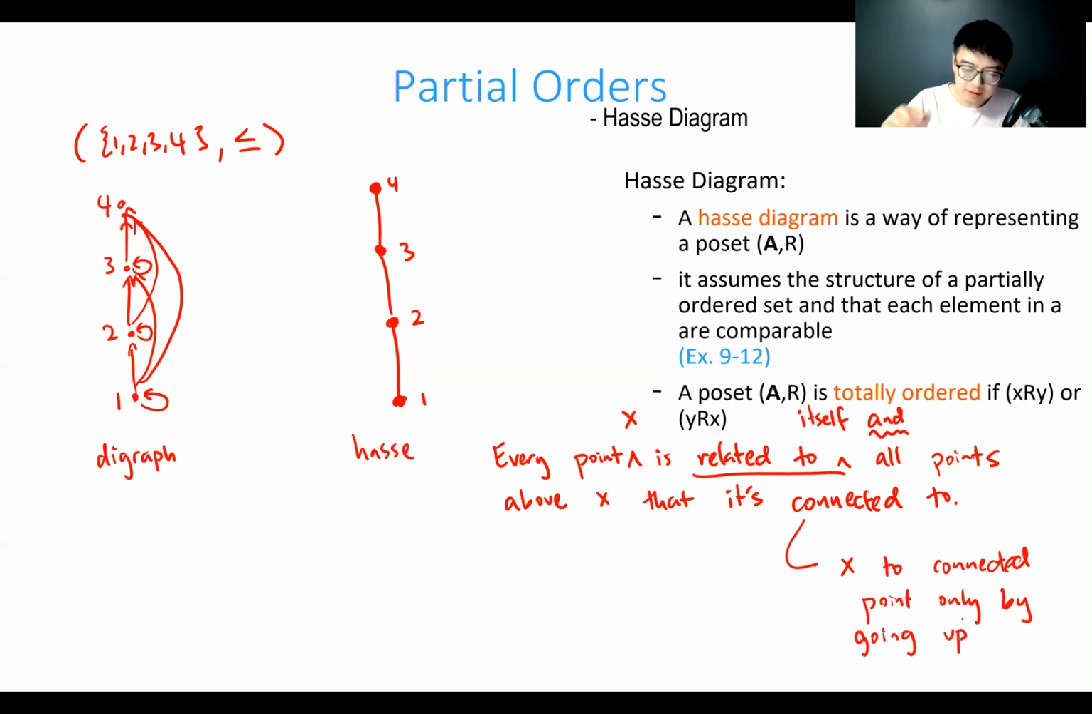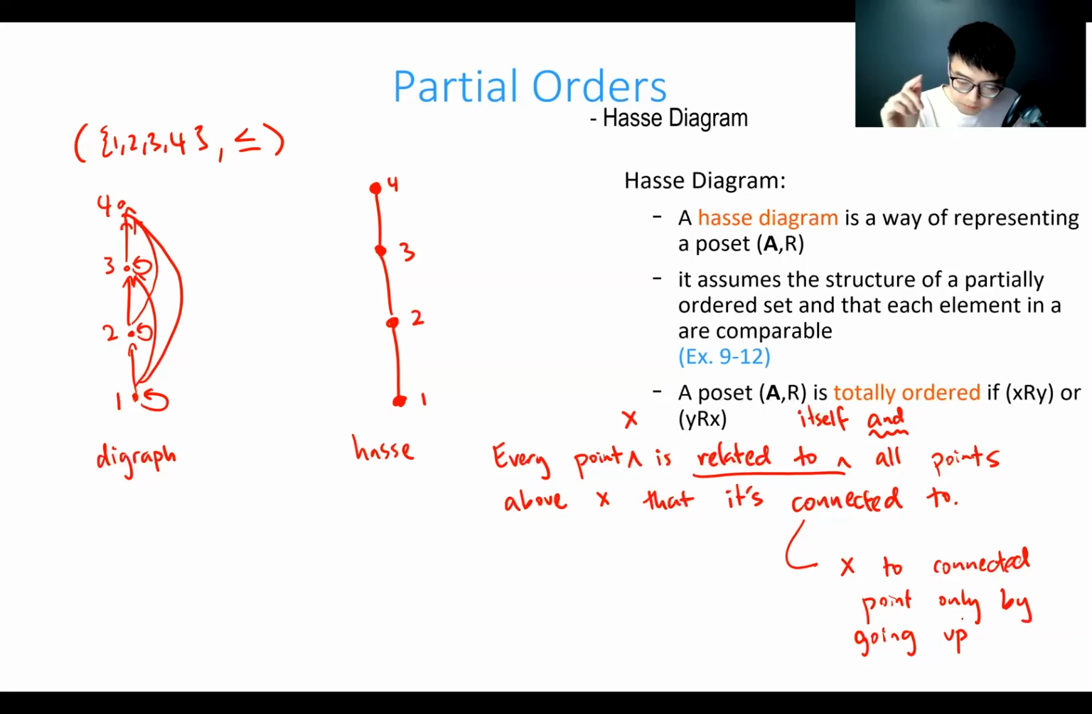Okay, so the point is that on a Hasse diagram, I am only allowed to go up, I'm not allowed to go down. That's the single most important thing I want to tell you about the Hasse diagram. So if you remember nothing else, try to remember that. On a Hasse diagram, you can only go up, you can never go down.